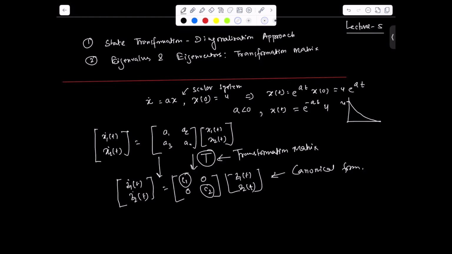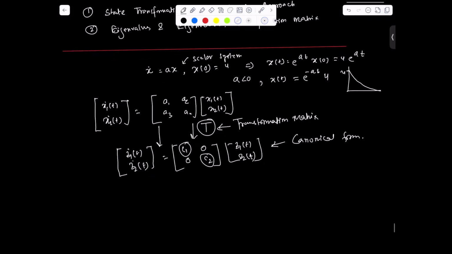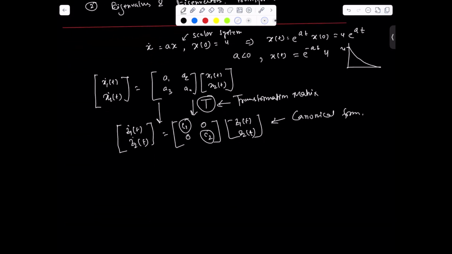So let's start. Here we have the original system, for example, which may be in the coupled form, x dot equal to Ax plus Bu. Here we are assuming A is not a diagonal matrix.